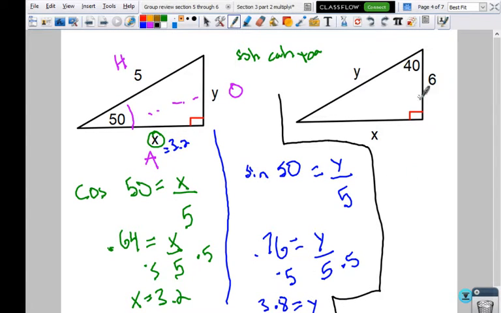So on this other triangle, let's have you guys solve for x first. On your own, solve for x using your trig functions.